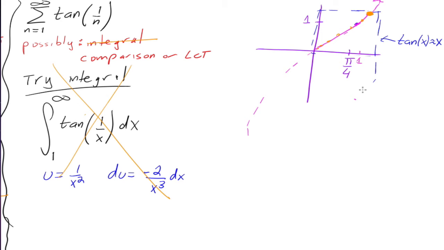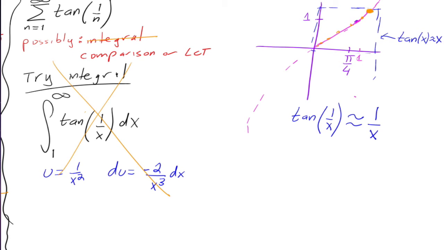So then you can say, okay, well then that means that maybe tangent of 1 over x is approximately 1 over x. So that maybe gives you an idea that if you compare it with 1 over x or 1 over n, it might work. So then you hope. There's a lot of hoping, praying.